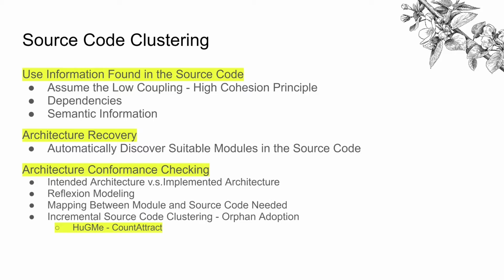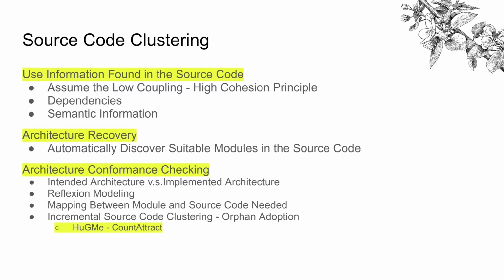Source code clustering uses the information found in the source code. It relies on the fact that developers have organized the code into groups of well-defined responsibility and try to isolate such groups from each other. At the architecture level, such groups are often called layers, subsystems, or modules. We will be using modules in this presentation.